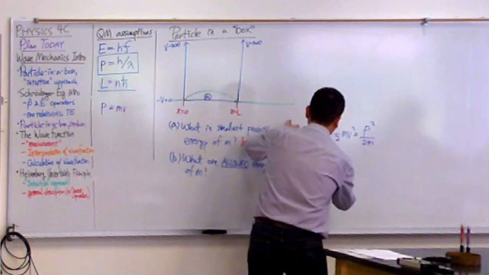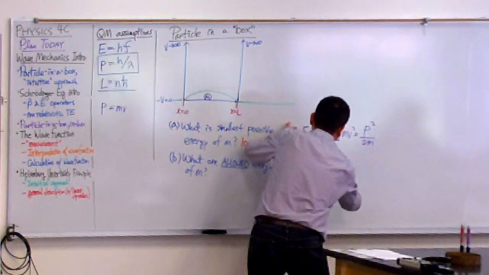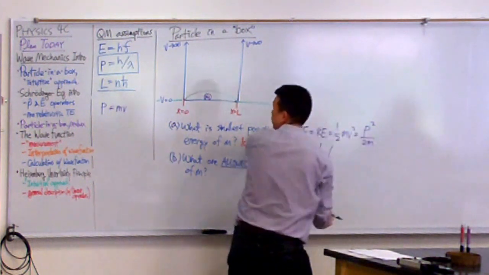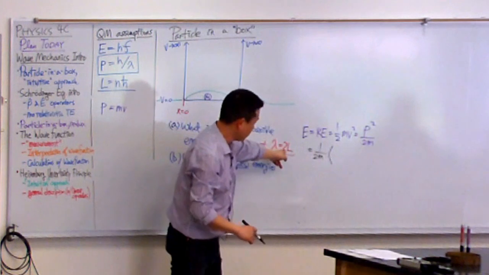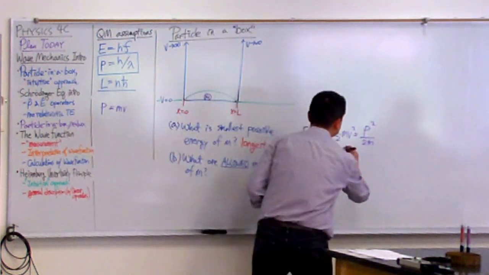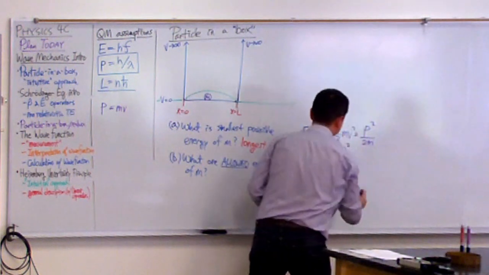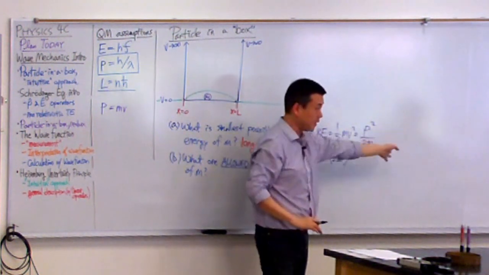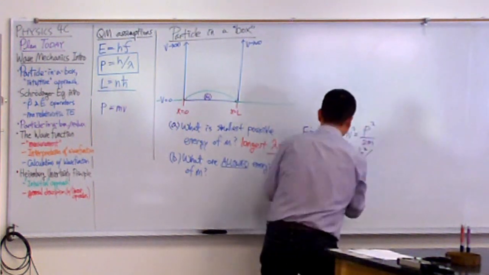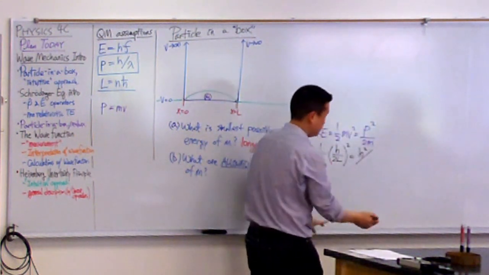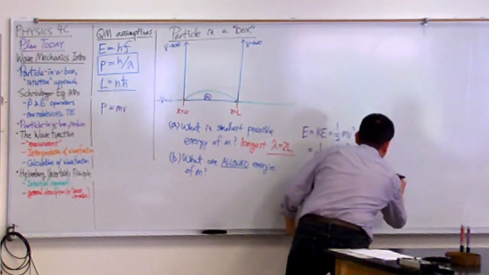So the energy is, let me factor out 1 over 2m times the momentum, h over lambda, or h over 2L, squared. Let me just expand it out, simplify it all. Then you get h squared over 2 times 4, 8 mL squared.